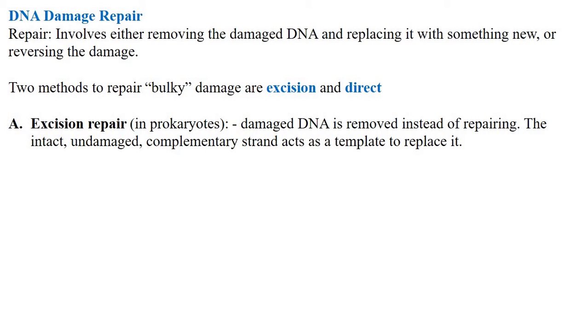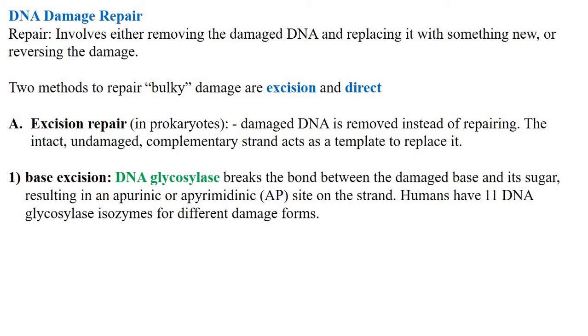We will talk first about excision repair in prokaryotes. In excision repair, damaged DNA is removed instead of repaired, so it's removed and new DNA is formed in that region. The intact, undamaged complementary strand of DNA will act as a template to replace the damaged DNA. There are two major types of excision repair, base excision and nucleotide excision. So we will talk about both of those now.